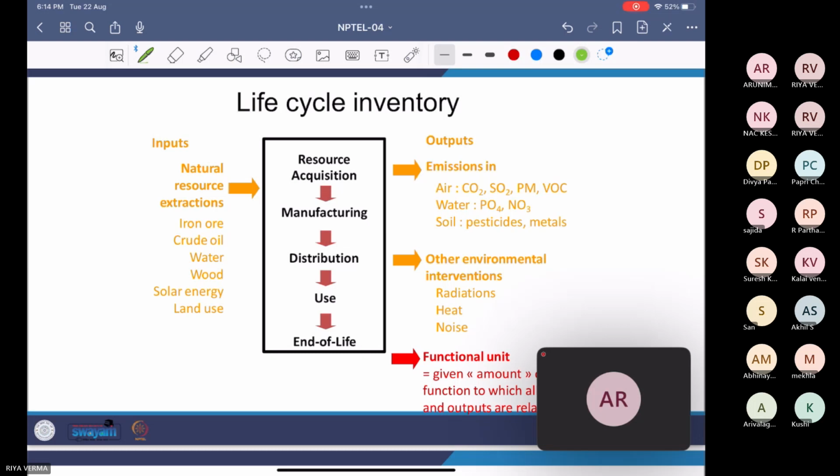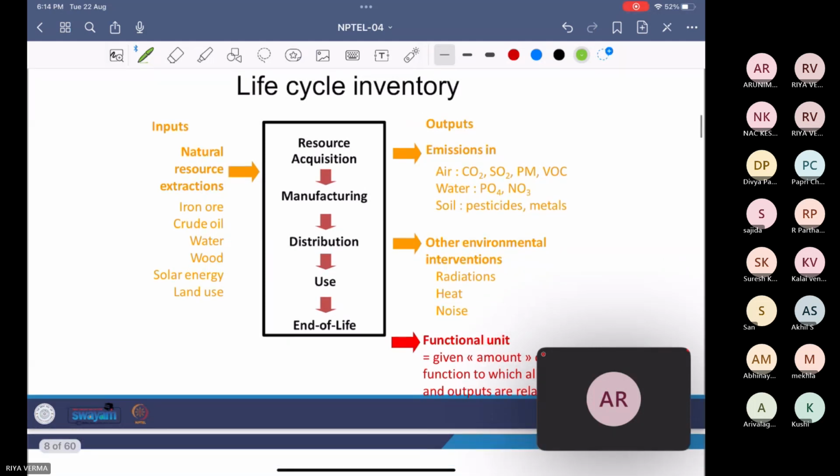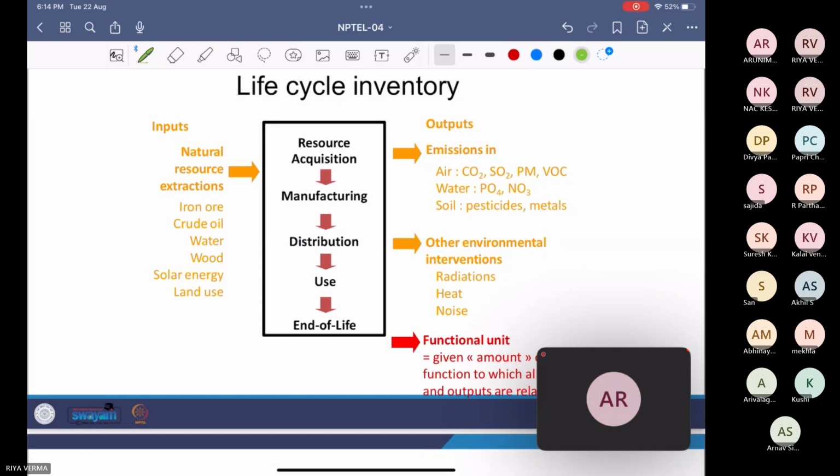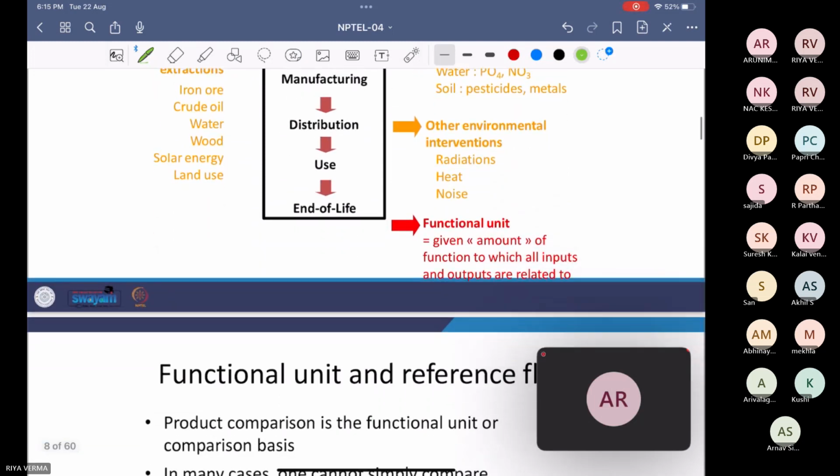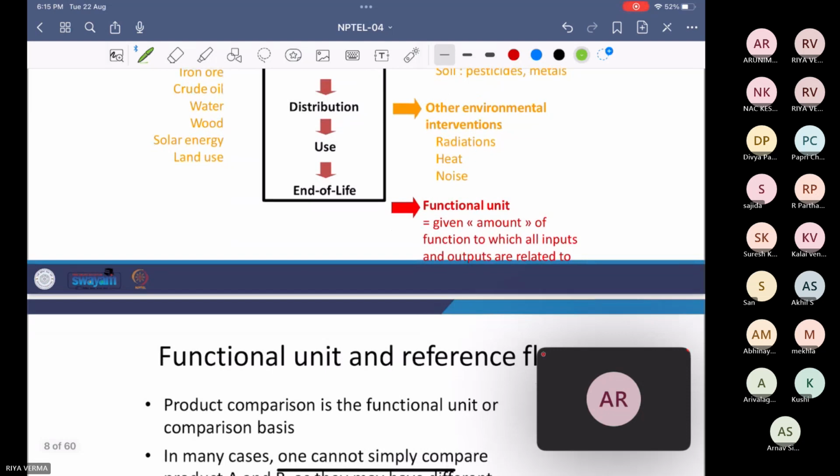Then the outputs that we get are some form of emissions in air, water, or soil. We have carbon dioxide, SOx, SO2, particulate matter, and VOCs being emitted in the air. Then for water, we have phosphates and nitrates. For soil, we have certain pesticides or metals that reach the soil after the disposal of the product or during other processes as well. And then other environmental interventions include the radiation, heat, and noise that is being created.